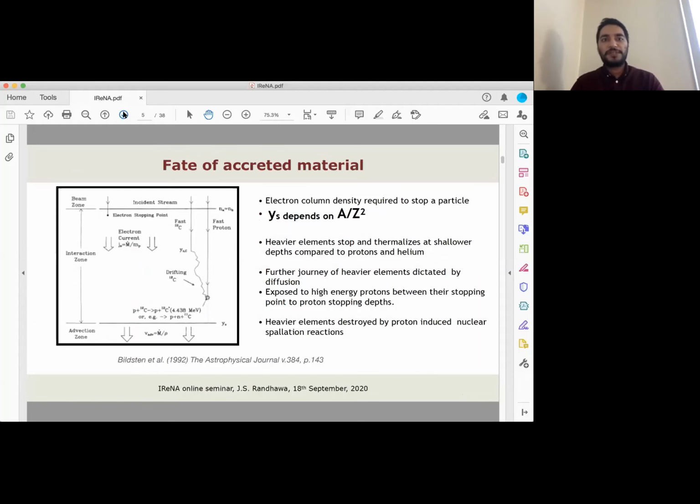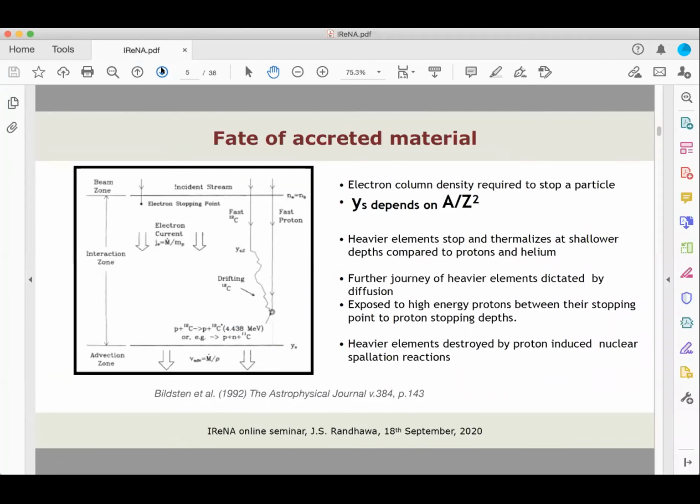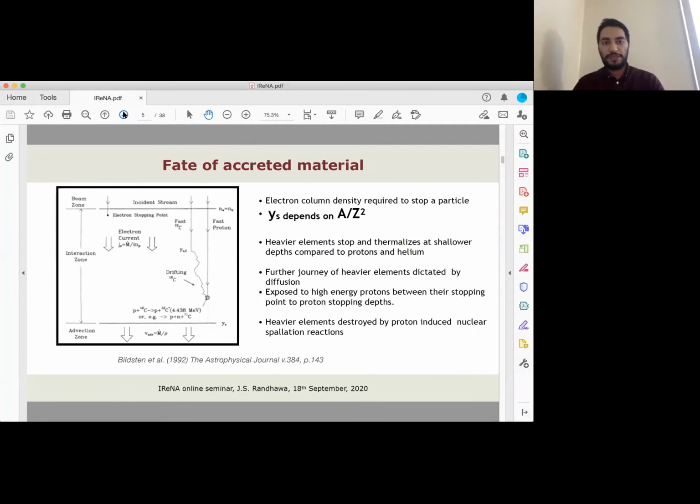So let me first talk about what happens to the material as it is accreted and before it settles down, at temperatures and densities enough for the type 1 X-ray burst. This is the idea by Bildsten, where they presented that as the material is accreted onto the neutron star, due to the Coulomb interaction with the electrons, the elements get stopped at some point.